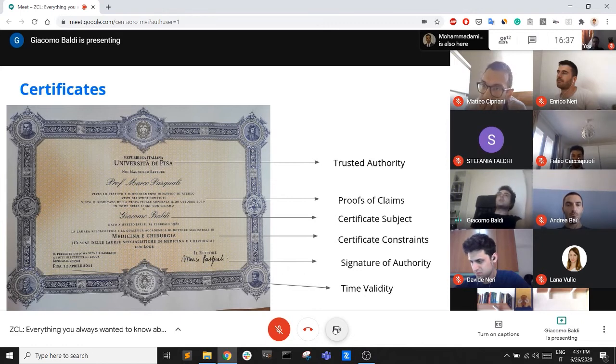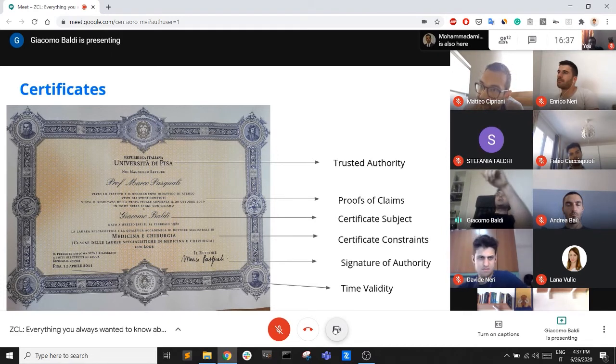I cannot just with this certificate be a doctor. You also need another certificate that another institution gives you. But just for the sake of the analogy, let's imagine that you can do the doctor job with this certificate.